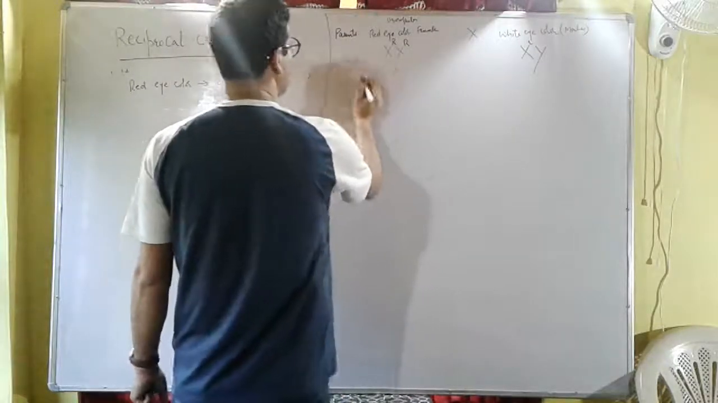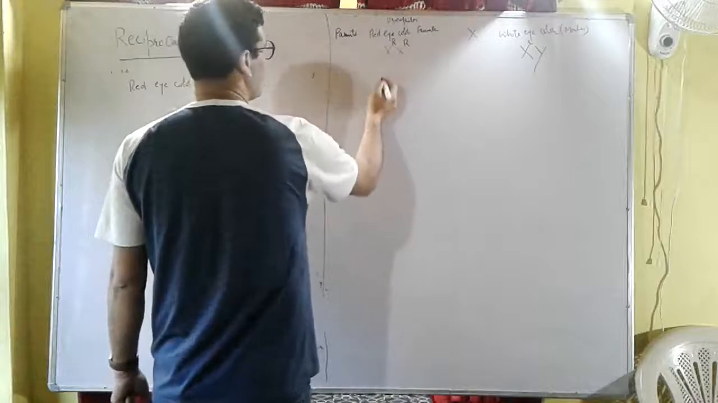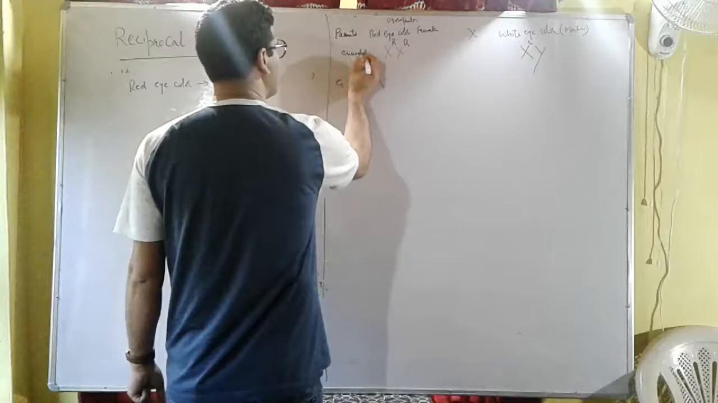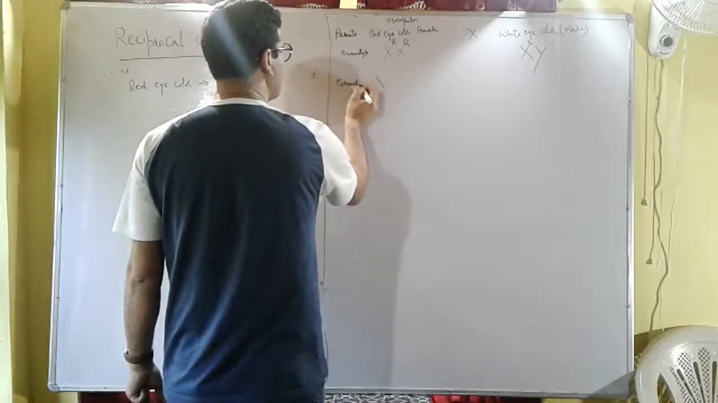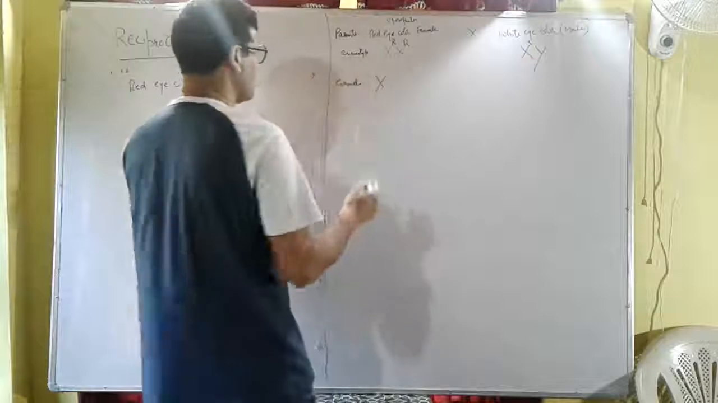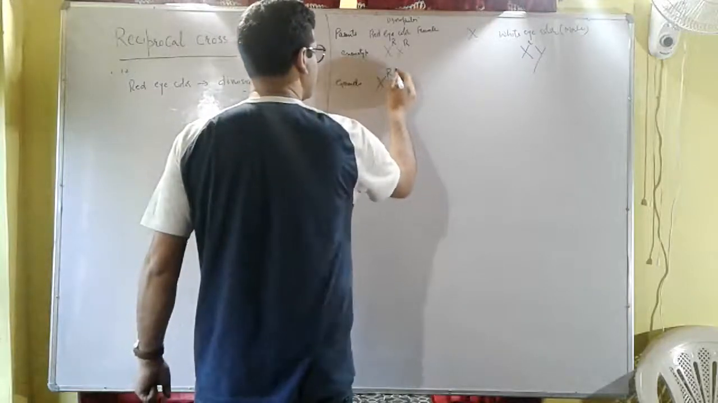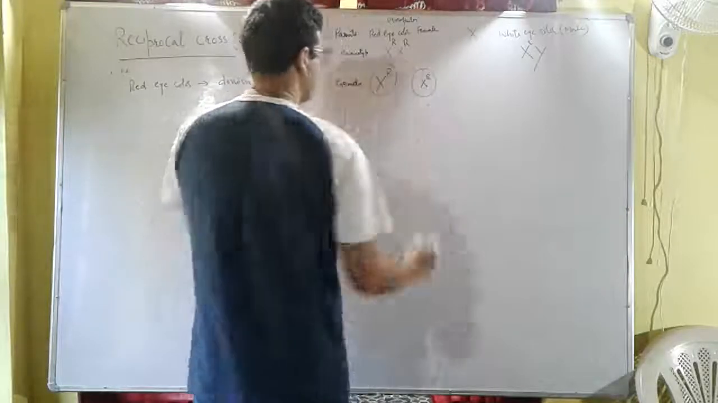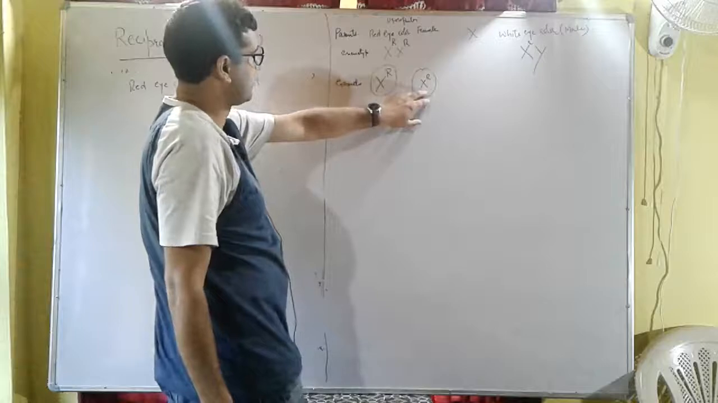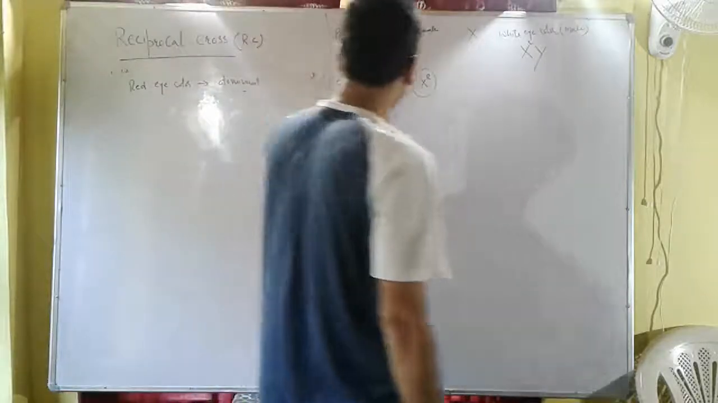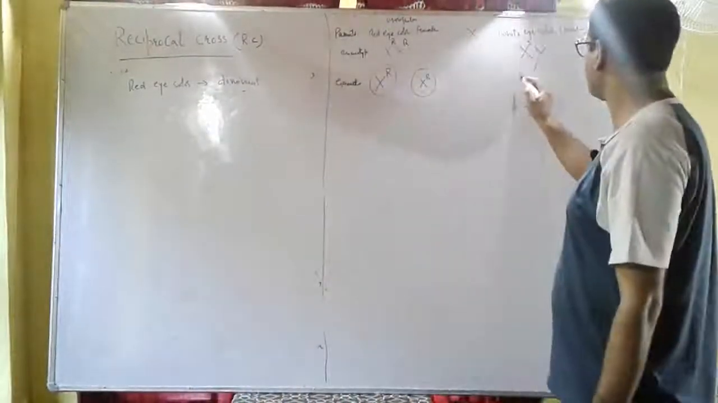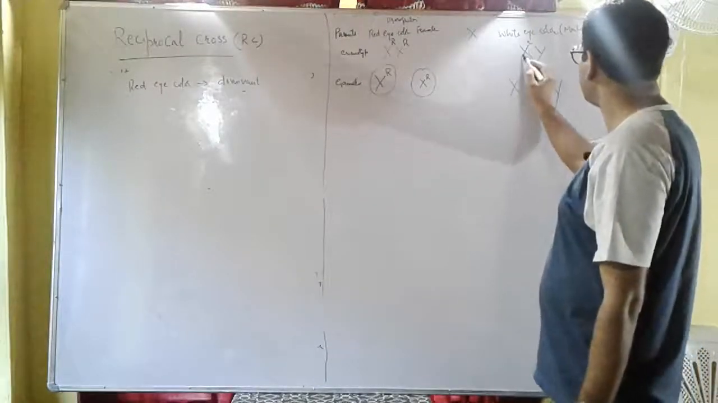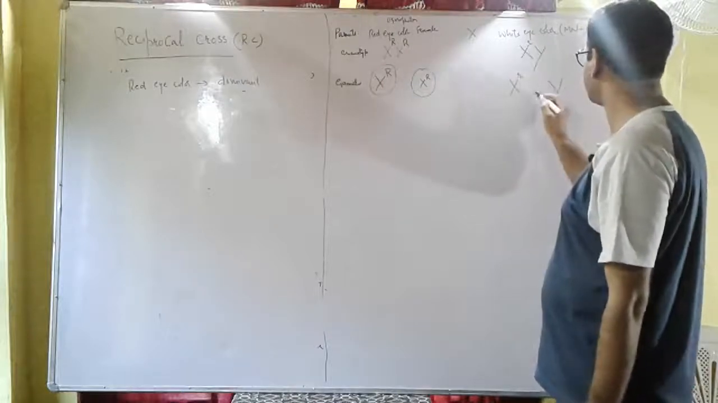So obviously, what would be the gametes? This is the genotype, and these are the gametes. All gametes of the female have capital X capital R alleles, while half of the gametes of the male would have X small r and half of the gametes would have Y.